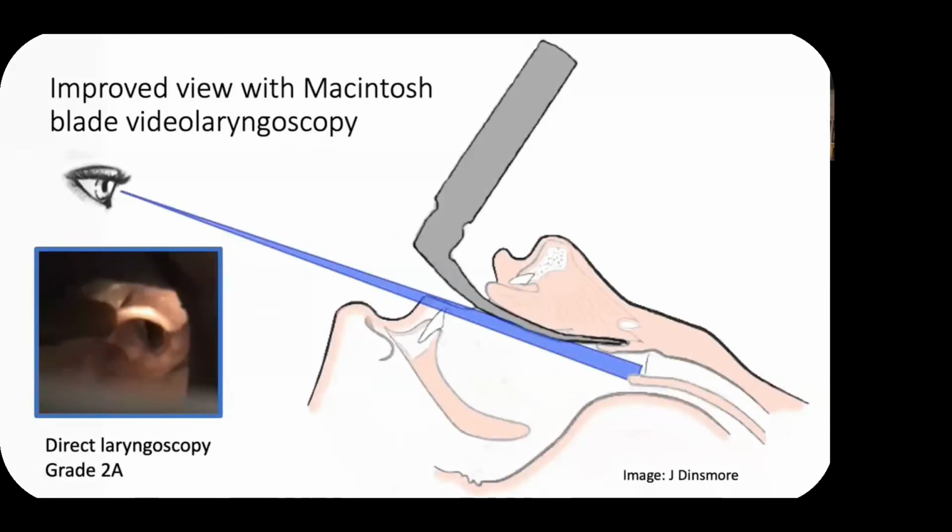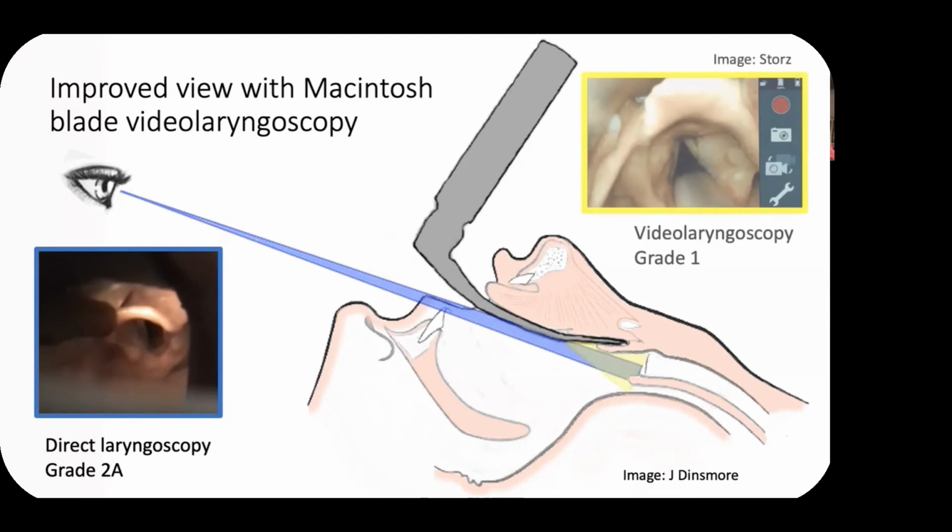In comparison to Macintosh direct laryngoscopy, Macintosh videolaryngoscopy affords an improved view. This graphic depicts an example in which it is possible to see just the posterior half of the vocal cords on direct laryngoscopy with the line of sight of the anaesthetist seen in blue. As the camera is near the tip of the curved blade, it affords an improved view which can be seen in yellow, and in this case the entire vocal cords can be seen. There is plenty of evidence to support that this is a clinically significant improvement of view, and I'll come to that in a moment.